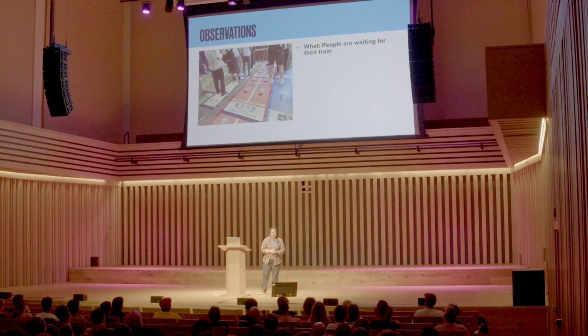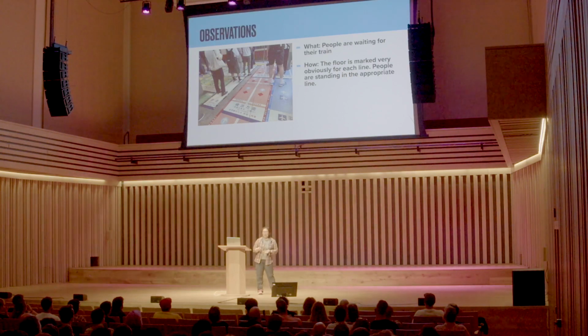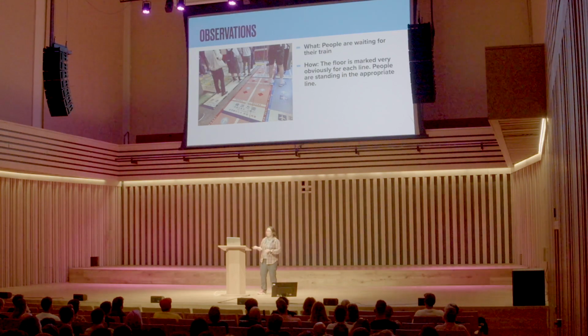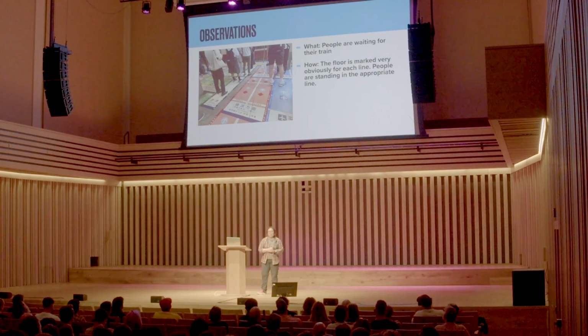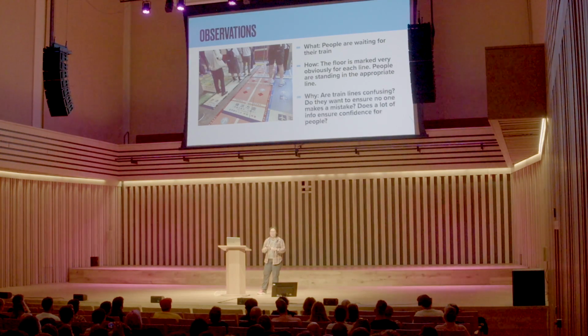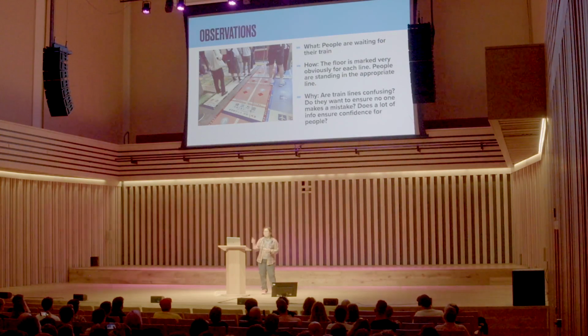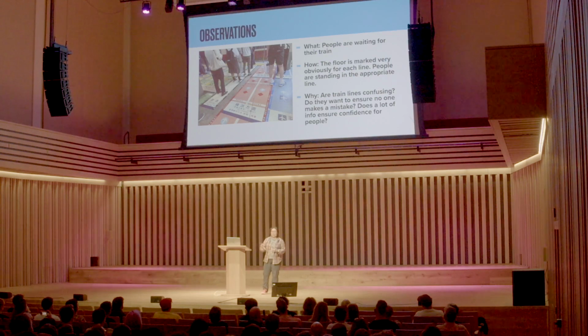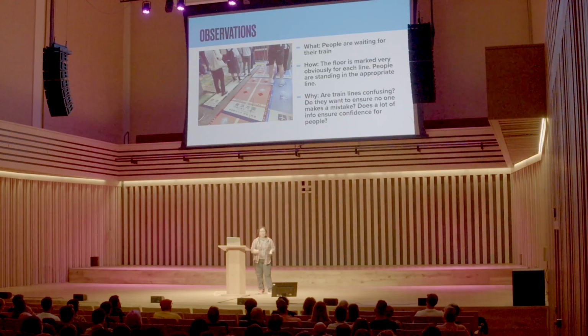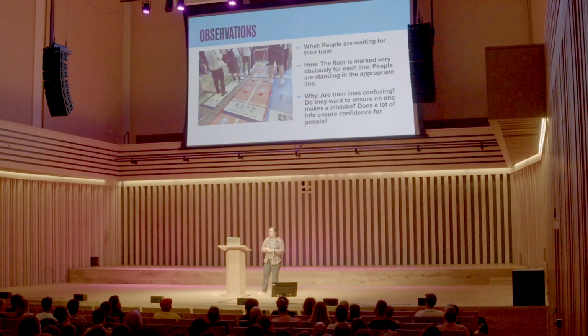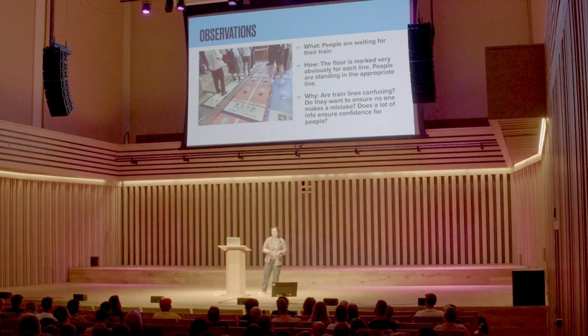So I think about, okay, people are waiting for their train, but thinking about the how, the floor is marked very obviously for each line, and people are standing in the appropriate line. They're all lined up, very organized. And so I start to think about why, and I'm like, are the train lines confusing? Is it really bad if you get on a wrong train? Do they want to ensure that no one's going to make a mistake? And does having a lot of information just really ensure confidence for people? Because maybe people are nervous about traveling, and you want to make sure you're getting to the right place. I don't have the answers to this, but this is what I'm starting to think about. And I'm like, how does this play into the apps that they use or the websites that they surf? What does that look like?